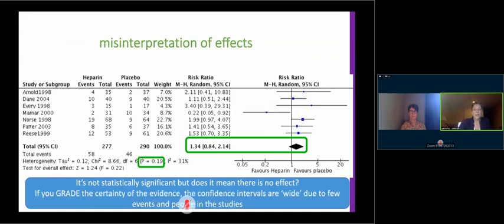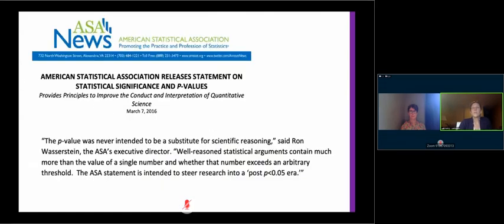And if you grade the certainty of the evidence, you may conclude that the confidence intervals are wide due to the few events in the people in the studies, but should we actually be saying that this means that heparin has no effect on bleeds? There has been quite a bit of information explored, put out there and published about how we're misinterpreting confidence intervals and the p-values.